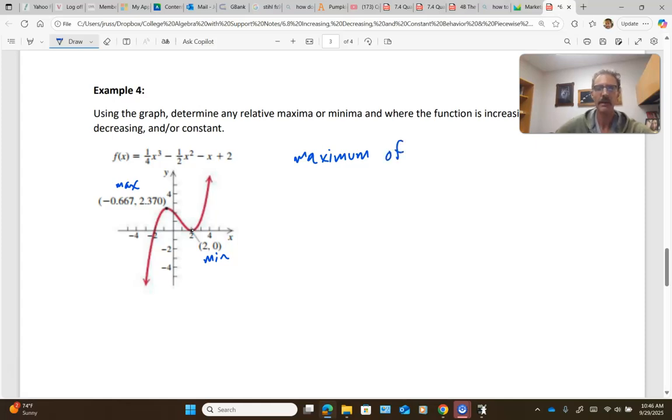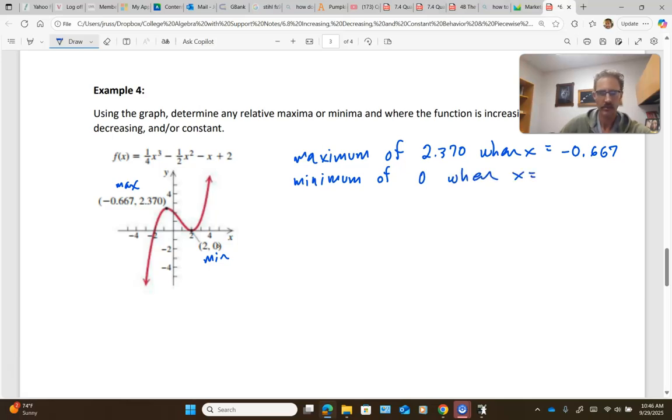So it has a maximum of, fortunately for us, these coordinates are given to us. The coordinates of this point, the y-coordinate is 2.370 when x is equal to negative 0.667. And then we've got a minimum that corresponds to this point, a minimum of 0 when x is equal to 2.